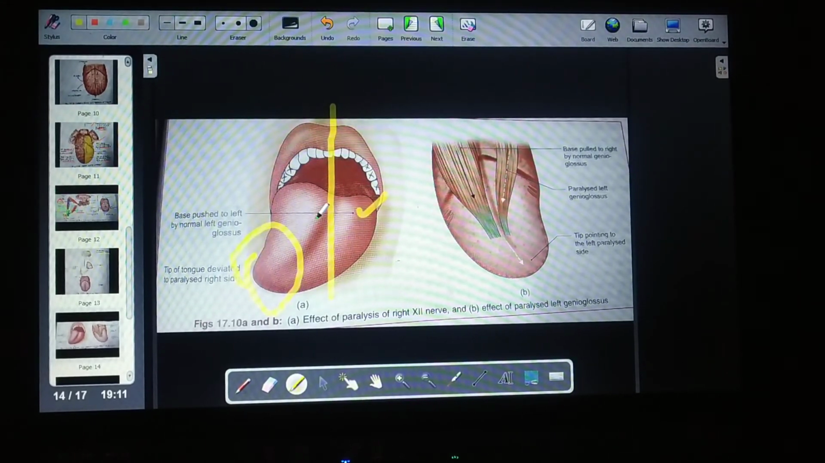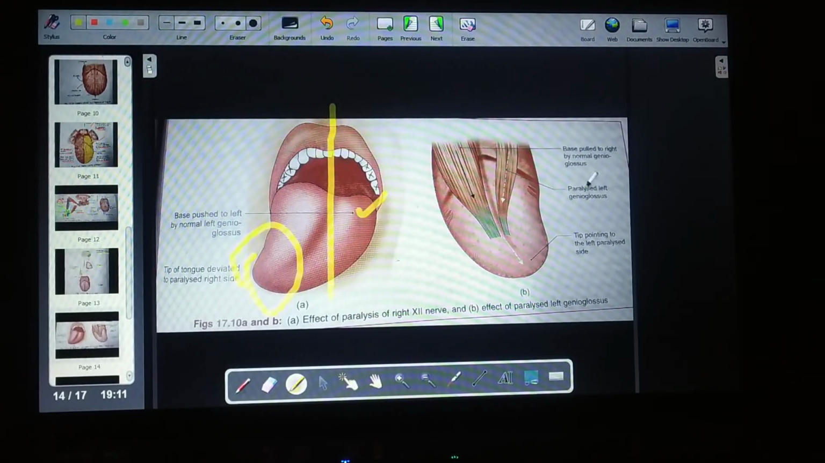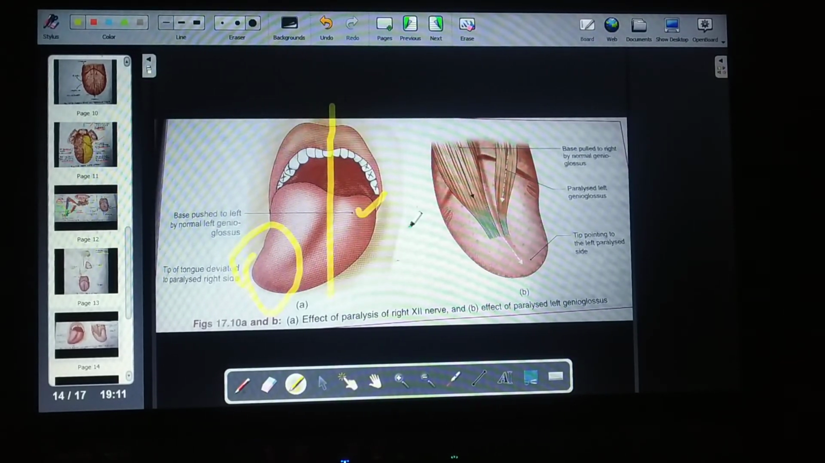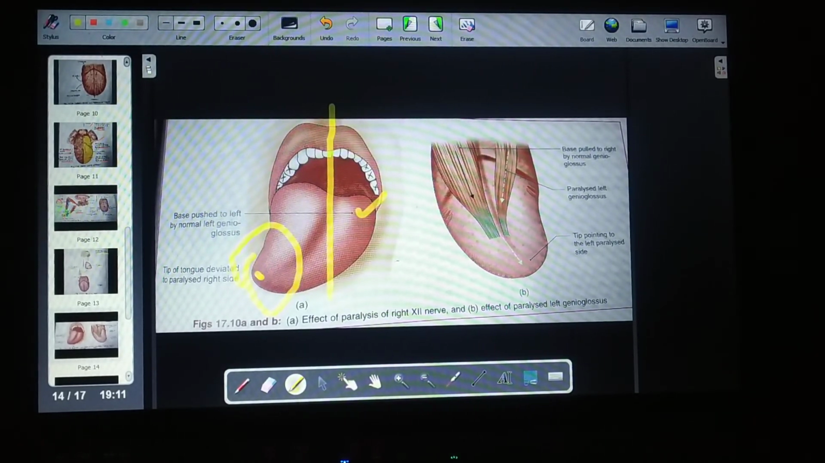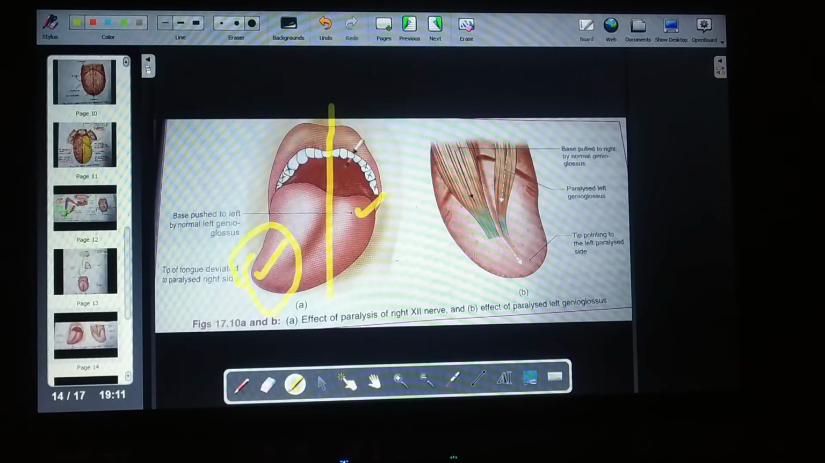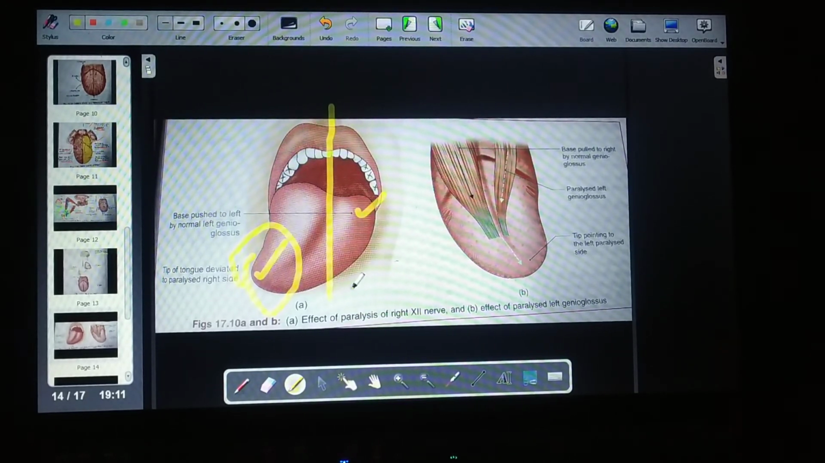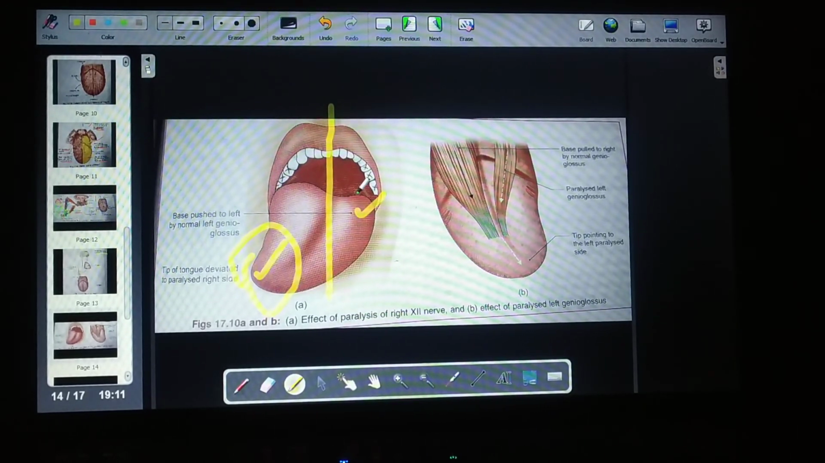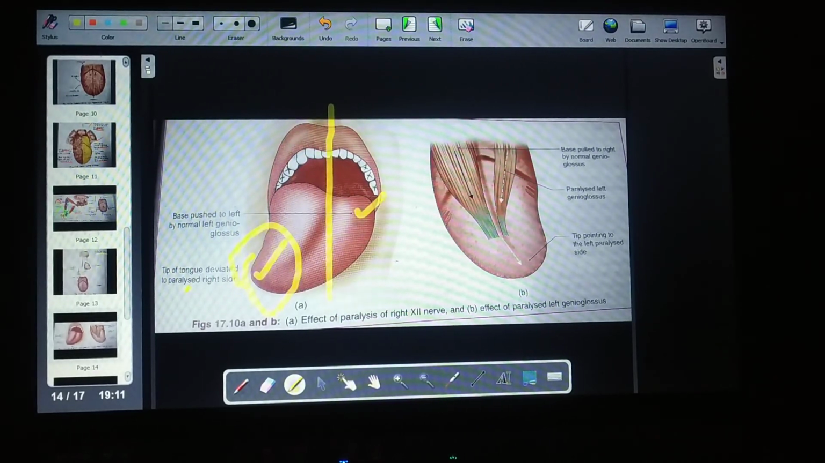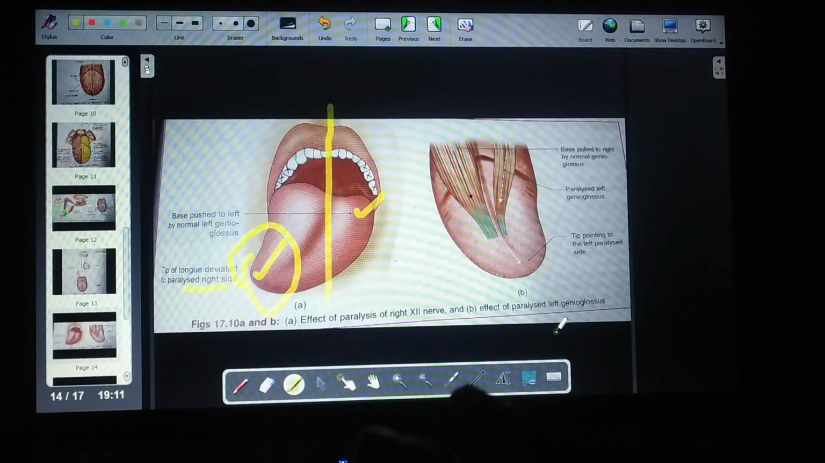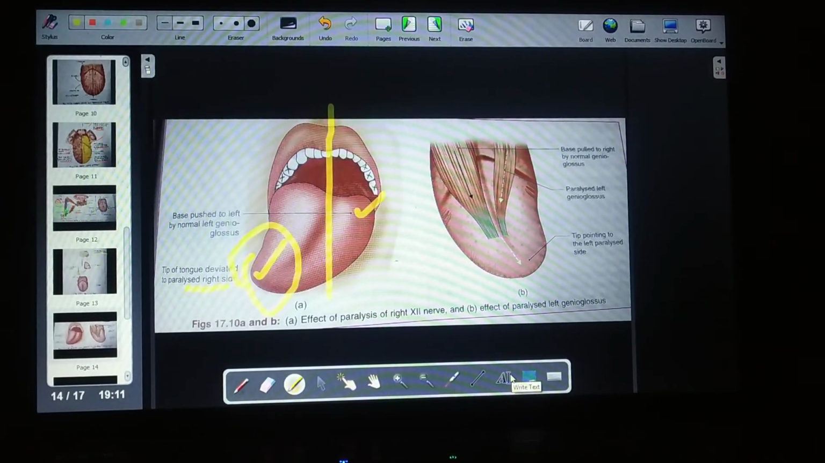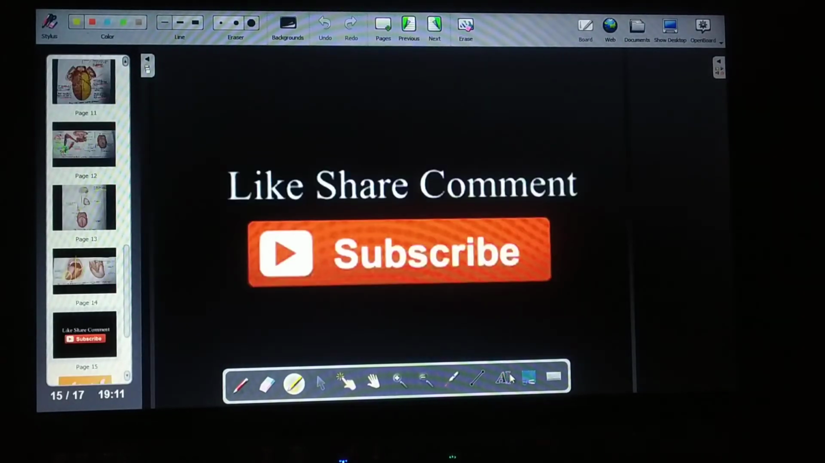This is the applied part. This will tell you that if one side is paralyzed, the basic answer to the question is that the tip will always point to the paralyzed side. The rest of the muscle will function normally, but the tip is always going to deviate to the paralyzed side. This is the tip. If a question is asked, mainly the clinical applied part is asked on this.